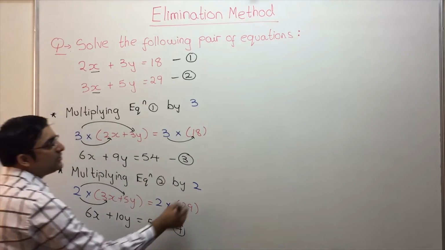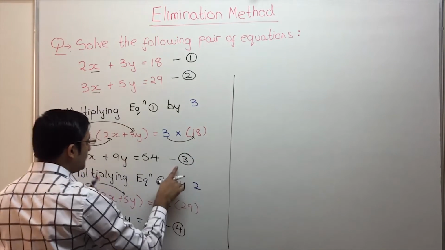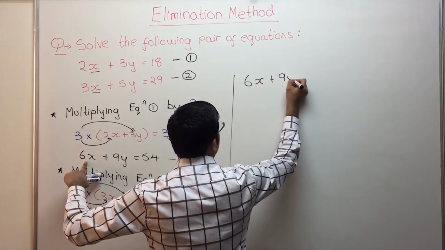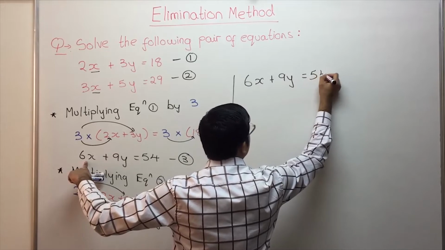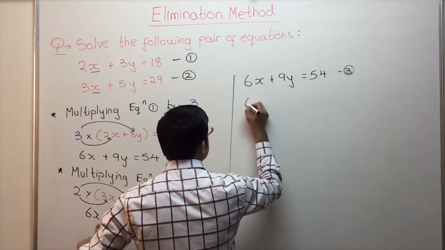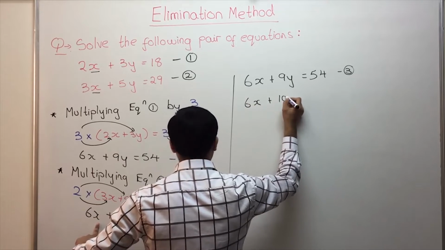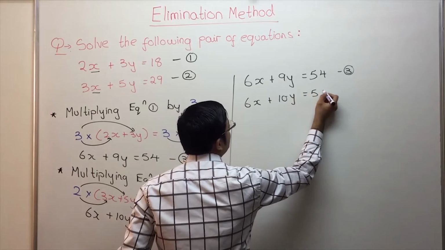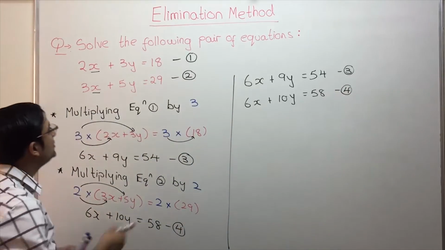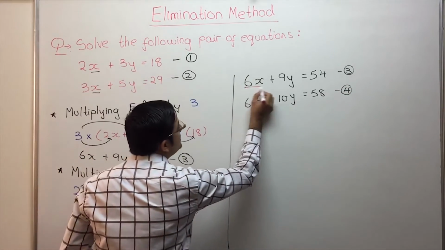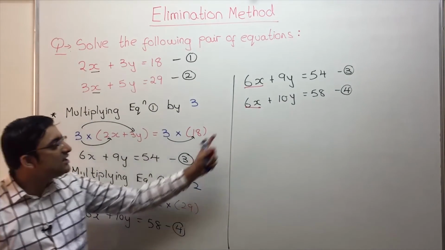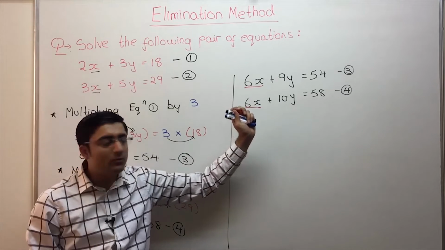Now I want you to write down equation 3 and equation 4 over here. What is equation number 3? It is 6x plus 9y is equal to 54. This is equation number 3. Similarly, what is equation number 4? 6x plus 10y is equal to 58. Right? So now if you observe, which is the variable I wanted to eliminate? X. If you notice, the coefficient of x is the same. I repeat, because we did this, now the coefficient of x is the same. So now what do we do?